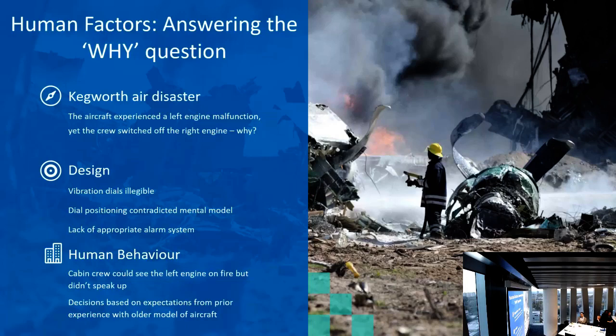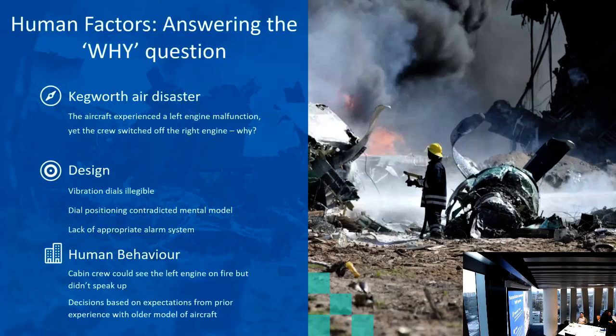There was also a lack of an appropriate alarm system, so alarms were going off, but it wasn't specific enough to tell the crew which engine was in trouble. And finally, there were human behaviour elements as well. So for example, the cabin crew and the passengers could see that it was the left-hand engine that was on fire, but they didn't give this information to the cockpit crew, assuming that they would get this information from the instruments that were in front of them.